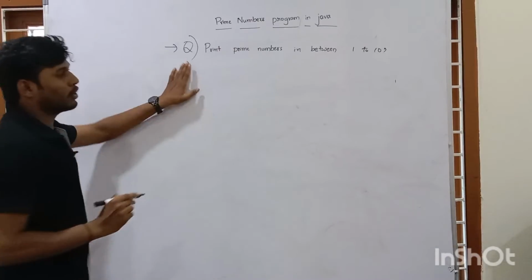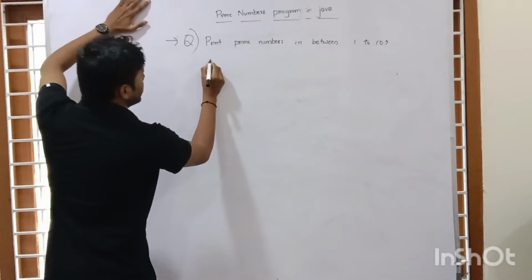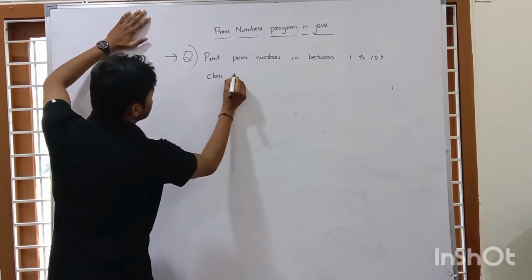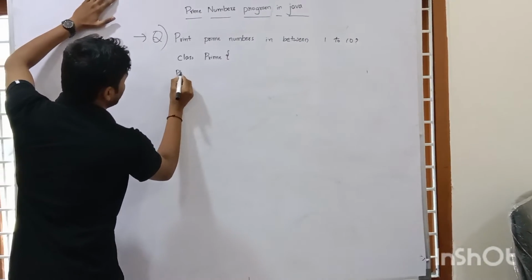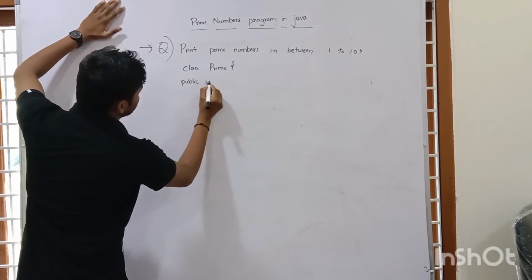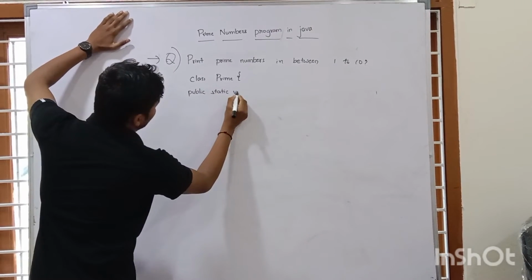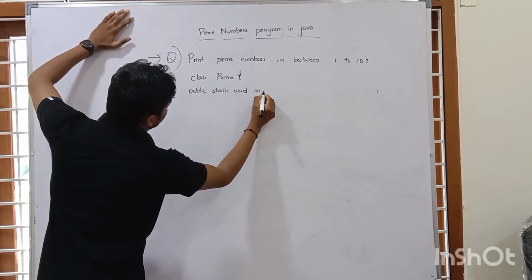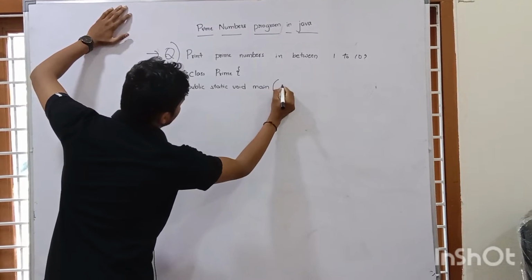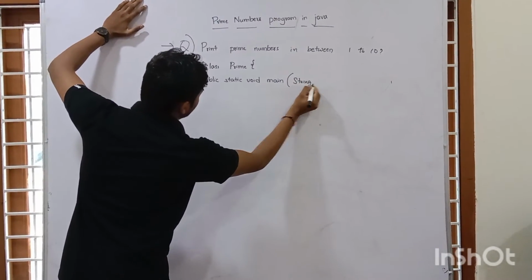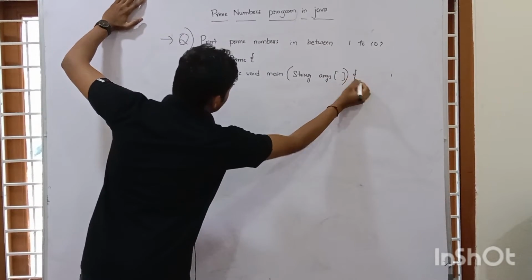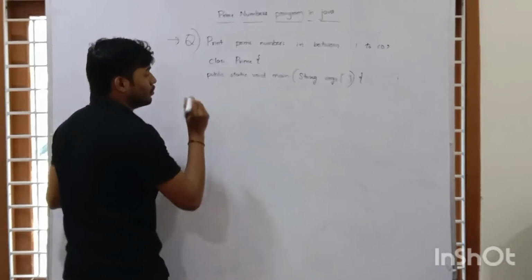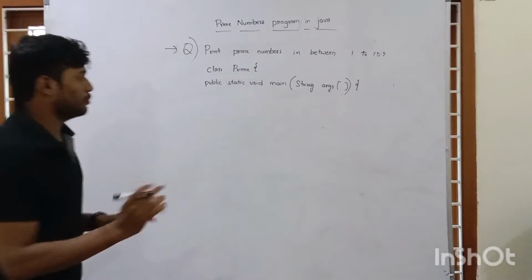Here now I am going through the prime numbers program. Here class prime and then open, and then public static void main (String[] args). Now we need to know first how to get the 1 to 10 programs.